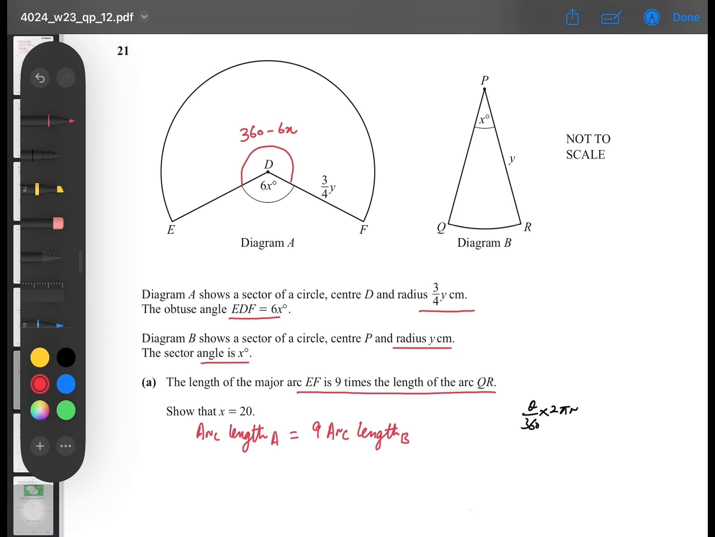The angle in diagram A is (360 minus 6x) over 360 multiplied by 2 pi, and the r is 3/4 y, is equal to 9 times the angle of diagram B, which is x over 360 multiplied by 2 pi, and the radius is y.